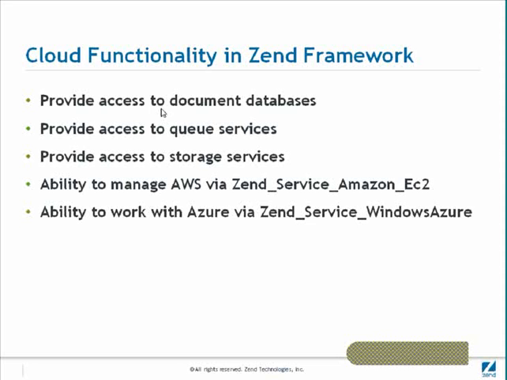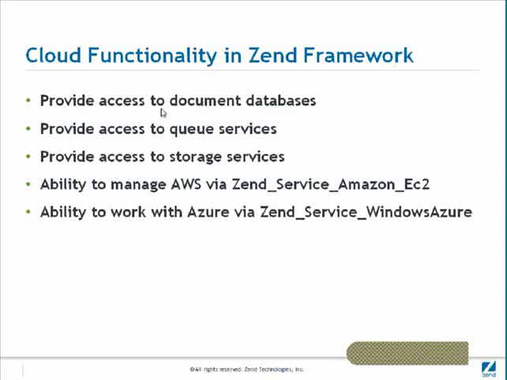We have access to those queue services and also to the storage services. Now, on top of providing access to data and services, we also provide the ability to manage a lot of cloud-based functionality. So if you're using Amazon, you have the ability to use Zend Service Amazon EC2. That actually provides a lot of the ability to manage a lot of your Amazon services. So if you have to do some level of scripting, or discovery, or auto-scaling or something like that, you can do that all using Zend Framework.